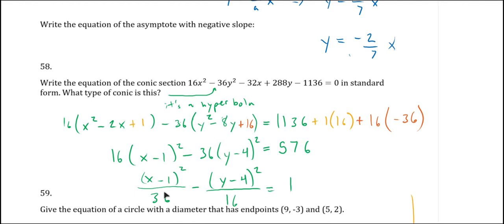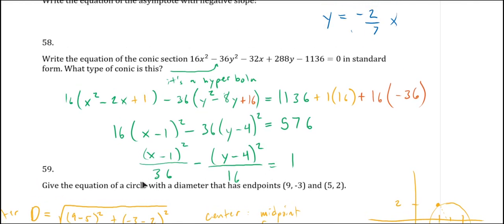As it were, that reduces to put a 36 in the denominator of my x minus 1 term, squared, and my 16 in the denominator of the y minus 4 term, squared. So what we have here are values of a being 6 and b being 4. But we can see that this is in the form x minus h squared over a squared minus y minus k squared over b squared equals 1. So this is our standard form of a hyperbola.